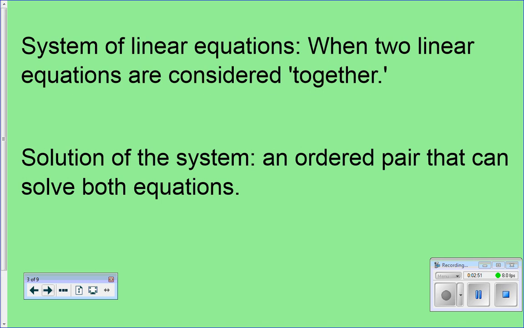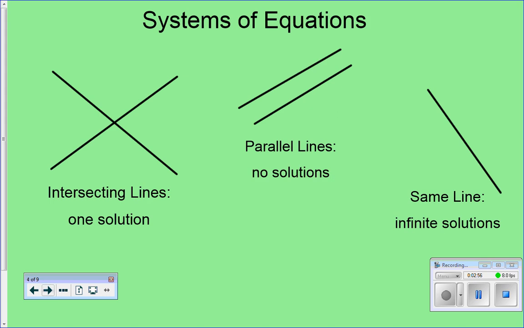Can I go to the next one? Need a second yet? Okay. So, on your graph, then, three things. Either those two graphs can intersect. They meet at the solution.